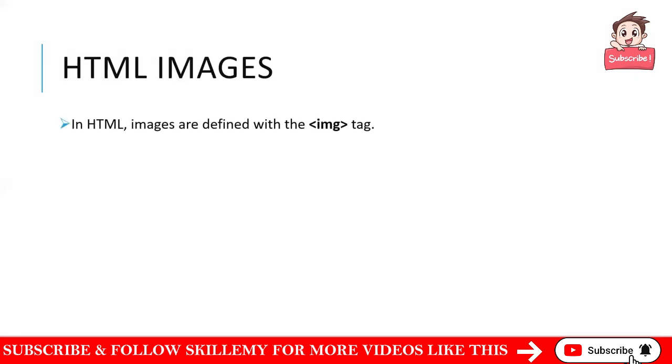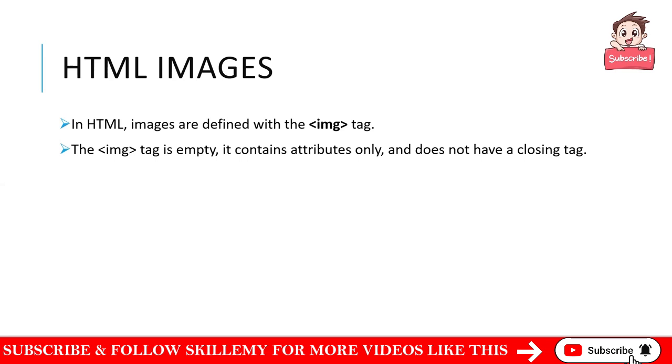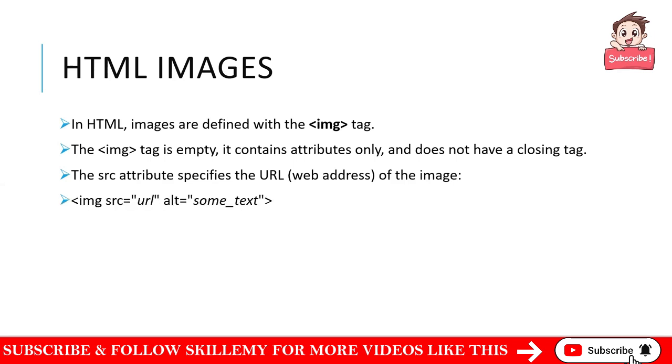Images are nothing but any picture, which in technical form is pixels of rows into columns. So how can you get the images? You need to have the image tag, that is the img tag. If the image tag is empty, it contains attributes only and does not have a closing tag. The source attribute specifies the URL, the web address of the image, and this is the place where you need to mention the file path or the URL from where the image will be fetched.